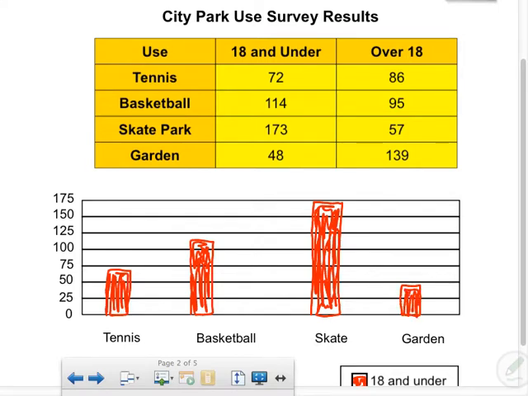Now let's go ahead and make our bars for over 18. So over 18, how many people wanted tennis courts? 86. That's really close. That's between what two intervals? 75 and 100. So now we want to know if we shade a little more than halfway or a little less than halfway. 75 plus 12, because that's half of 25. What's 75 plus 12 and a half? 87 and a half, right? So 87 and a half, that's pretty close to 86. So we'll shade our next bar about halfway between.